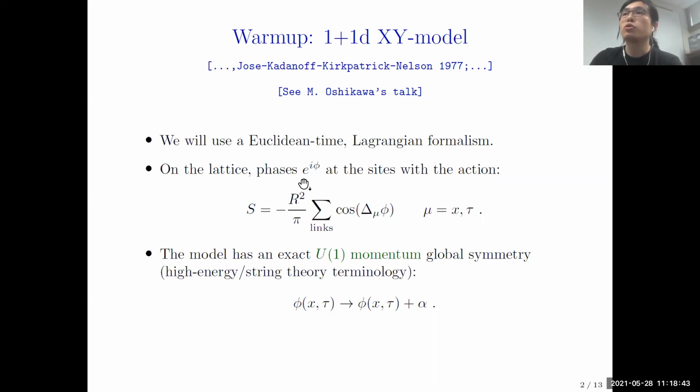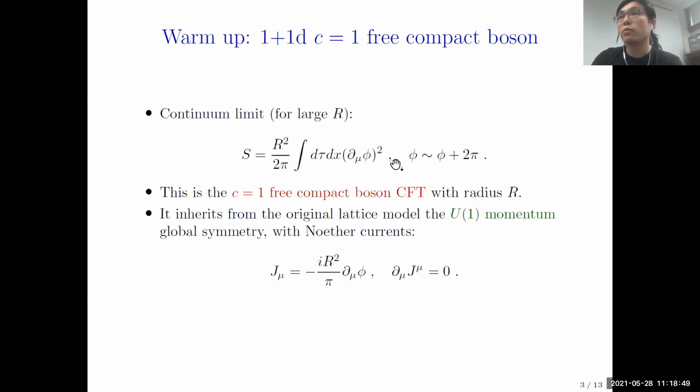And when the coefficient R squared is very large, it's very easy to write down the continuum field theory. So the continuum field theory is simply a free field theory of a free compact boson. And so this is its action. And the reason I call it a free compact boson is because I impose an identification that identifies phi and phi plus 2 pi. And it is precisely because of this identification that the coefficient sitting in front of the action, namely R squared, is a meaningful coupling.